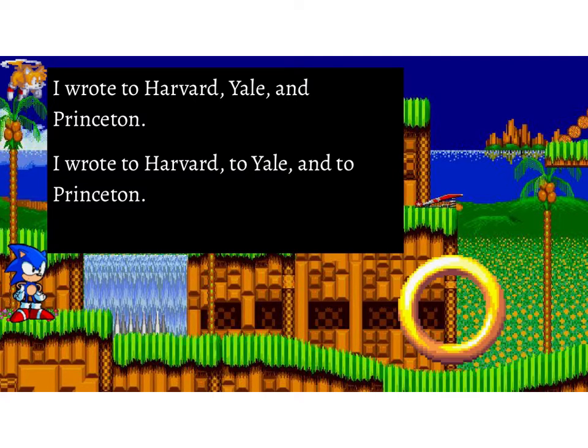In the second sentence, though, the stem is simply "I wrote." So "to Harvard," "to Yale," and "to Princeton" are the three phrases that go into that slot. So two different ways to write that same sentence.